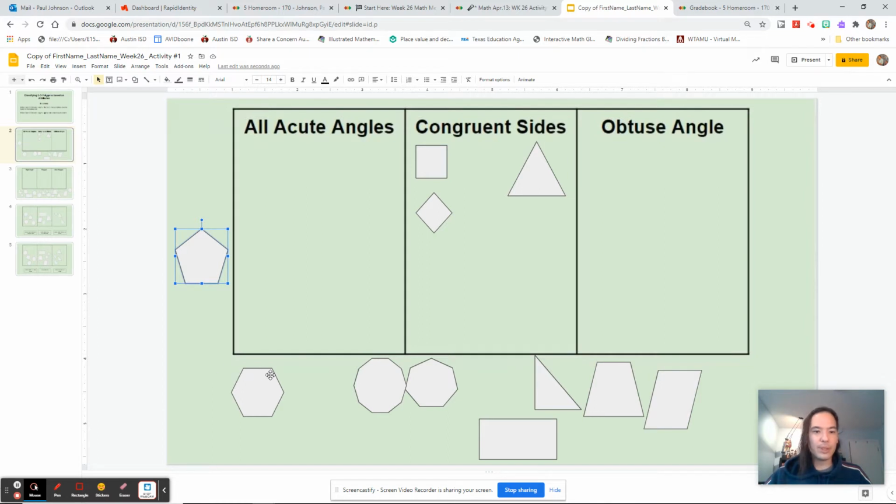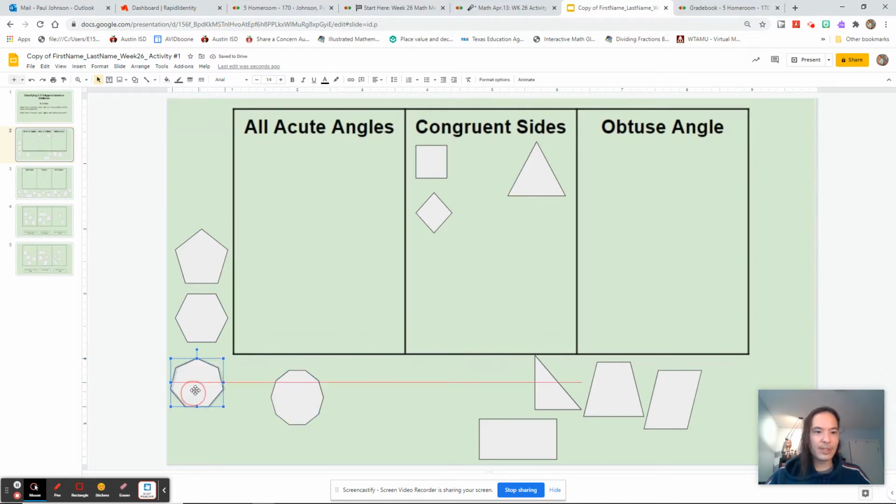This one has 1, 2, 3, 4, 5, 6 sides. 6 sides is called our hexagon. H-E-X, hexagon. And then after that we have a 1, 2, 3, 4, 5, 6, 7-sided polygon. That's a heptagon. H-E-P-T-A-G-O-N. Heptagon.